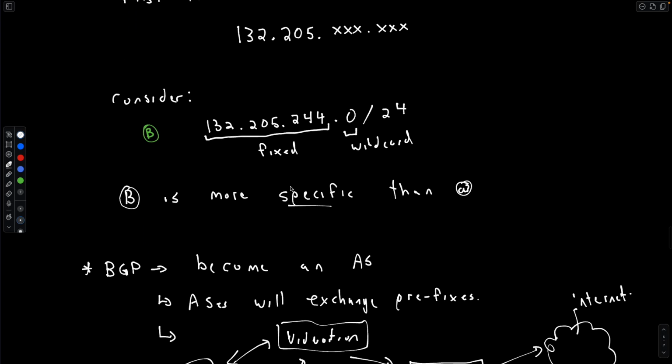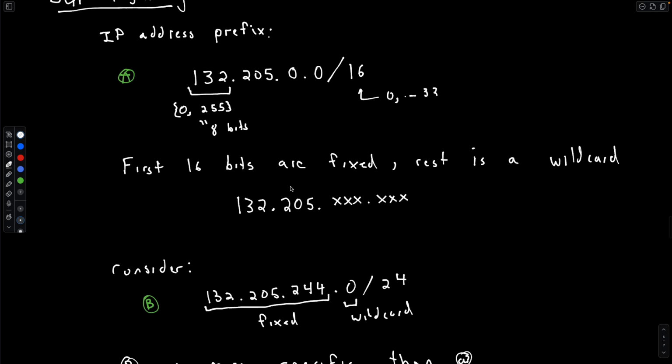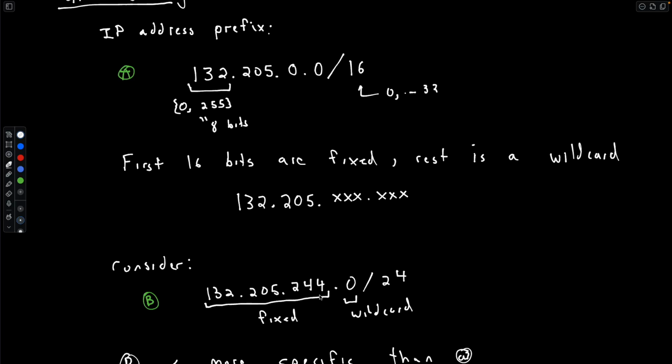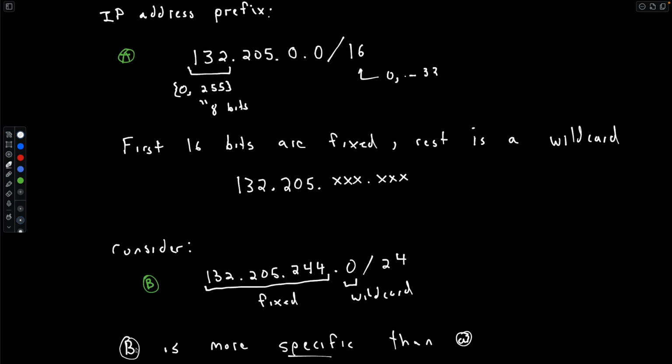So if we compare A and B to each other, we had this idea that B is more specific than A, meaning it controls a smaller number of IP addresses. In order to be more specific, if you just want to look at it with your eyes, just look at the slash part. If that number is bigger, then it's more specific. So a /17 is bigger than a /16, etc.